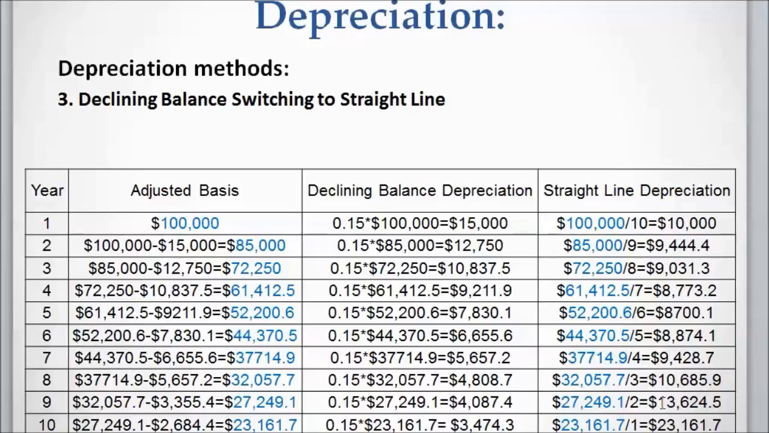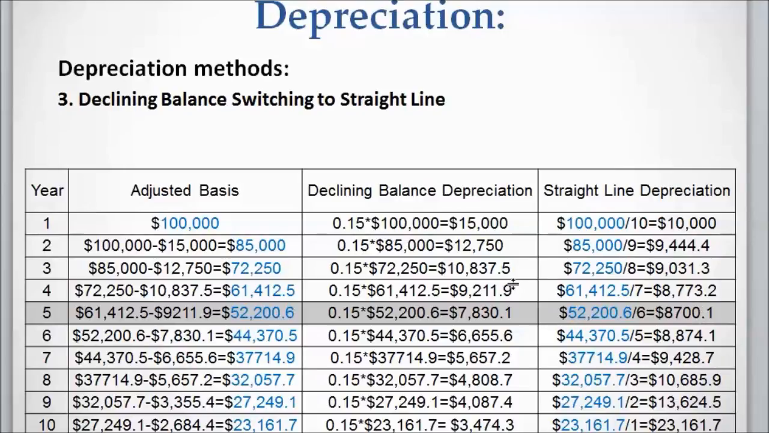So in the next step, we have to compare these two columns and find the earliest year that the straight line depreciation gives us a higher rate than declining balance depreciation. As we can see here, until year 4, everything in this column is higher than this column. Starting from year 5, straight line depreciation gives us higher depreciation than the declining balance depreciation. So year 5 is the year that we switch from the declining balance depreciation to the straight line depreciation.